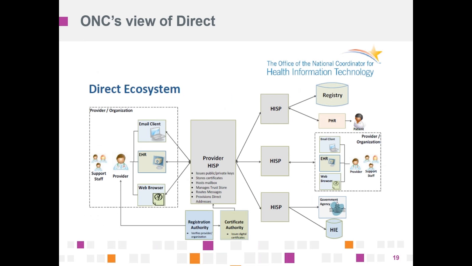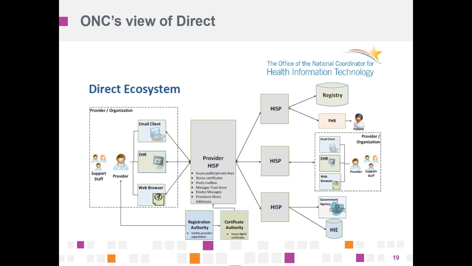One of those participants is registries. There are at least 2 public health registries that now use Direct secure messaging for registration of immunizations, of public health information. There's even one that's actually talking about using Direct for their syndromic surveillance. We also have government agencies, personal health records, and health information exchanges that are all using Direct as a way of having that secure messaging. You see the relationship on this diagram of the registration authority and the certificate authority. This kind of shows you how they're all related.